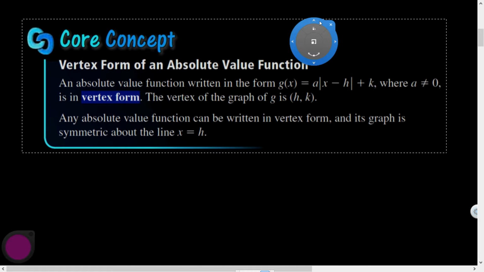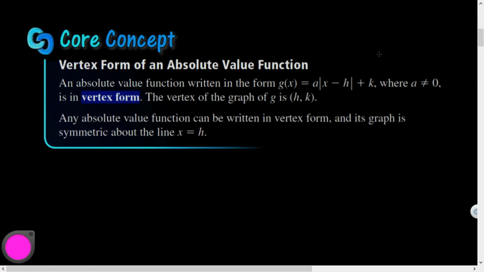All right. So vertex form of an absolute value function. What we're gonna do is it's written in the form a times the absolute value of x minus h. All right. h is going to be important, and then plus k. And k is going to be important, where a is not 0, because if I just multiply by 0, it won't be a very interesting function. And it says the vertex is h comma k.